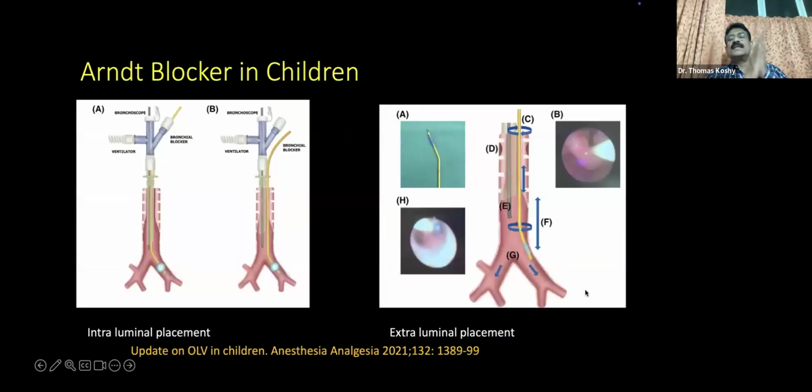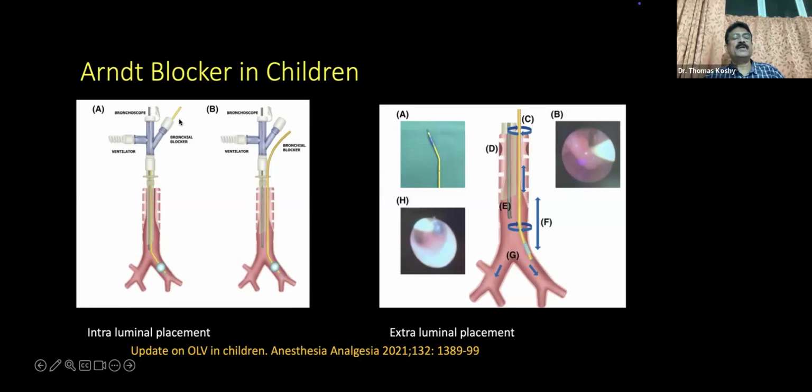Okay, so how do you isolate a child? All of us know how to isolate an adult. A detailed description of this has come in Anesthesia & Analgesia in 2021, so it's better to read this; illustrated diagrams are there. One is intraluminal placement, where through the endotracheal tube you place the blocker, and through the endotracheal tube you use the FOB to correctly position it.